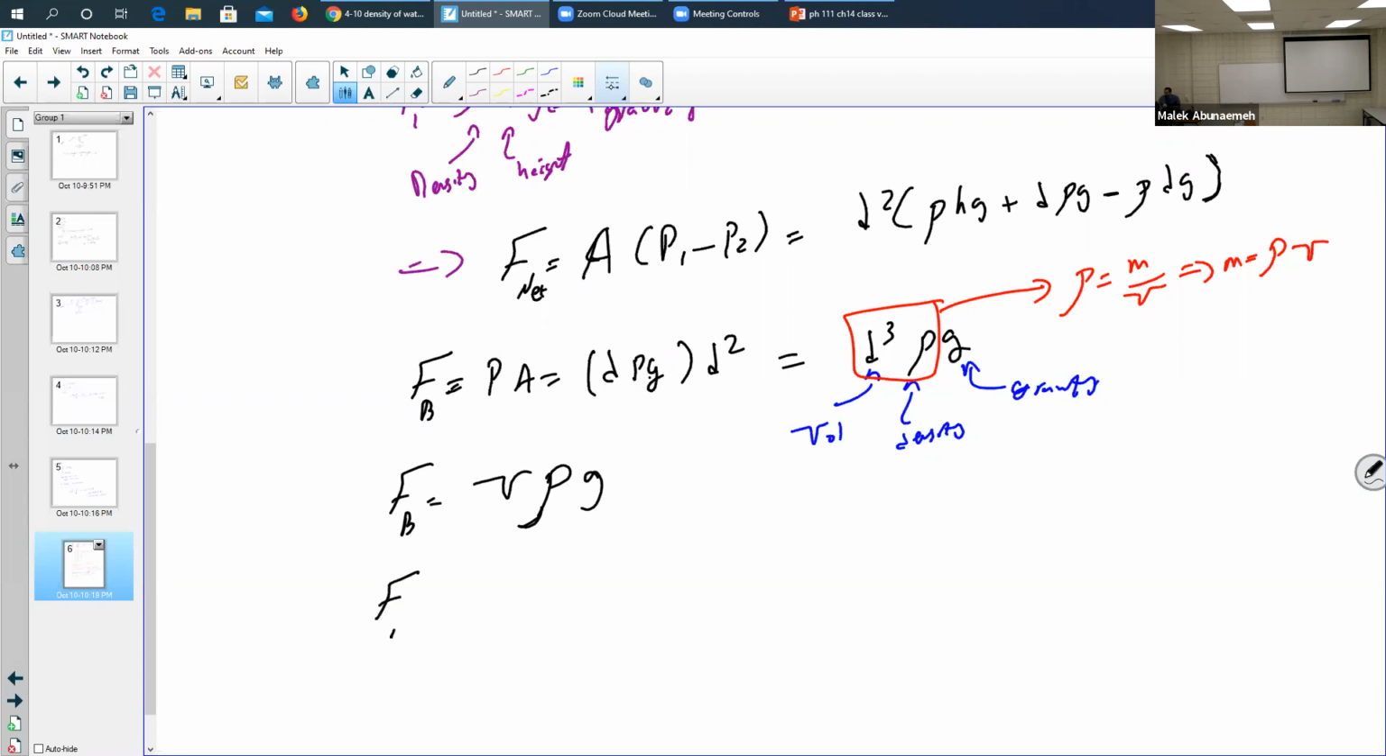Now your Fn, that's going to equal your mg, which is the weight of the liquid displaced. And again, Fn, that's your net upward force.